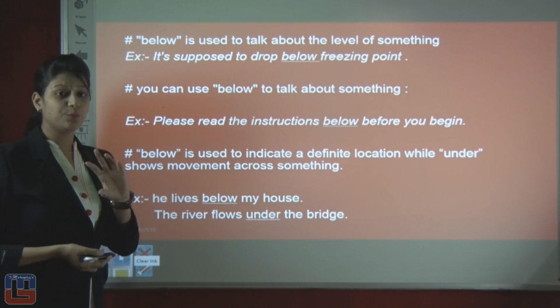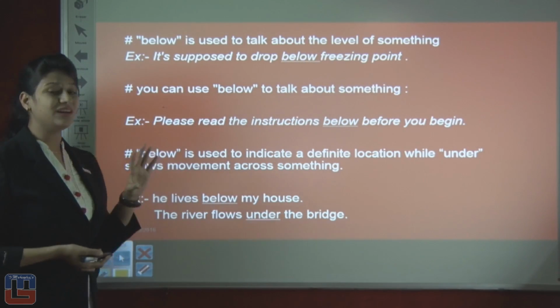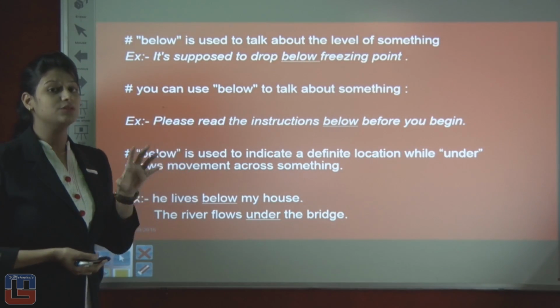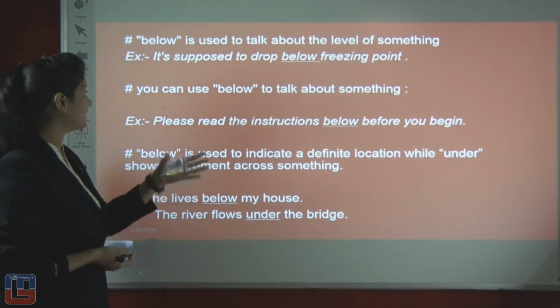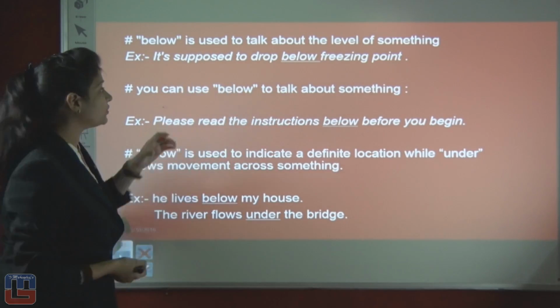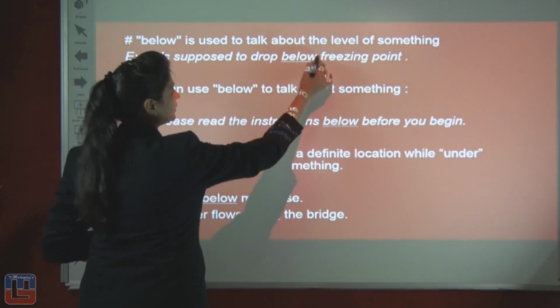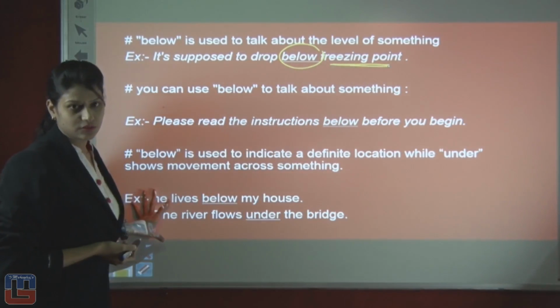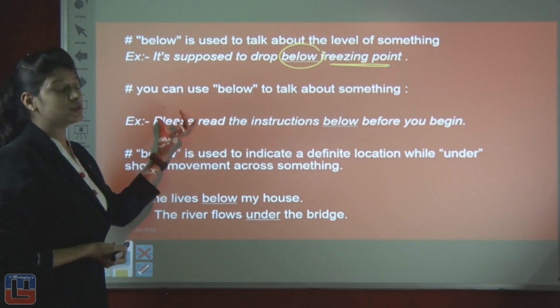Moving further, below is used to talk about the level of something. Under shows an expression while below is used to talk about levels. As you can say, it's supposed to drop below freezing point. So the temperature is supposed to drop below the freezing point. That's a certain level of temperature. You can use below to talk about something as well.